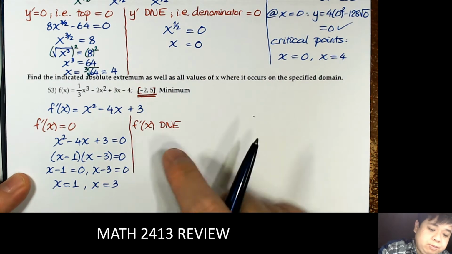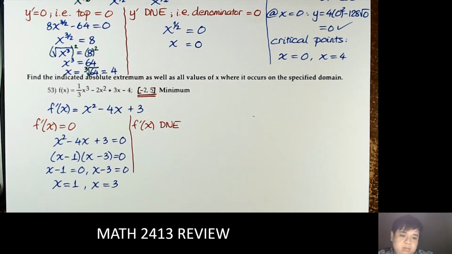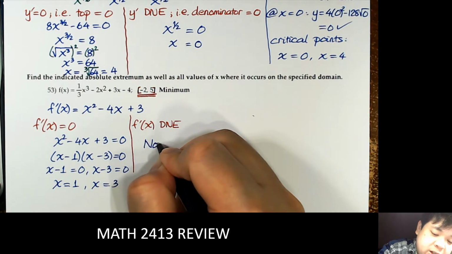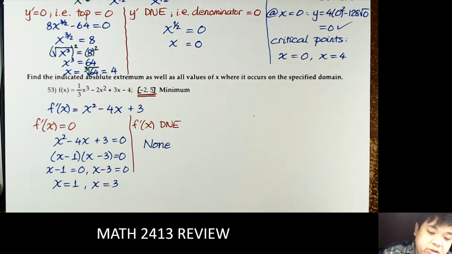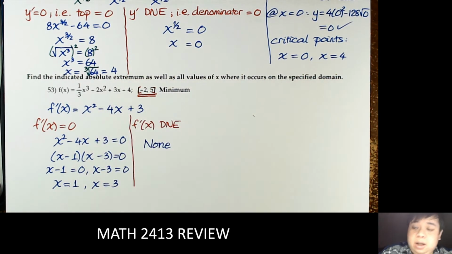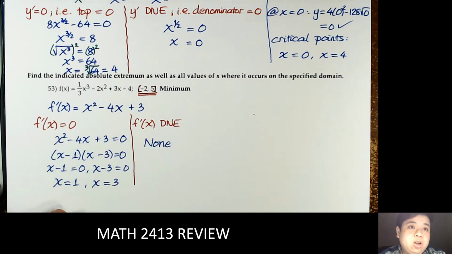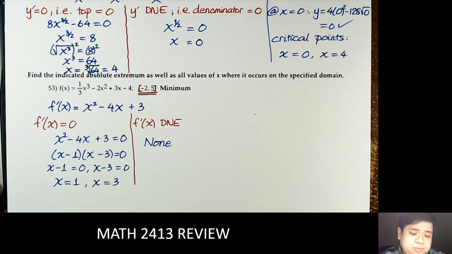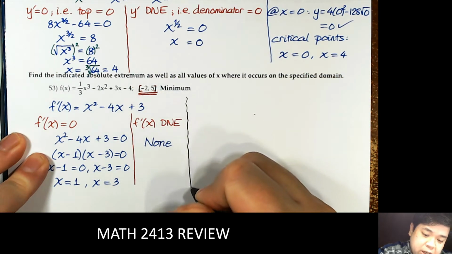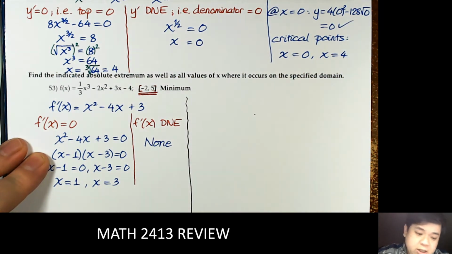And both of those points belong in this domain. Derivative does not exist, we have none, because the function is continuous everywhere. I mean the derivative, that one is a polynomial, so continuous everywhere. At this point, if we are asked to find critical points, we should make sure that the function is defined at those points. But since this is to find the absolute max and absolute min, that's the key point here.